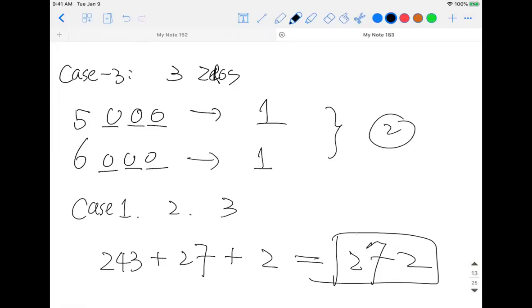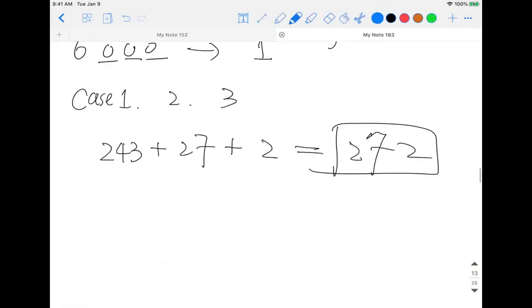So far, so good? Any questions? I think this is fairly straightforward. You just list them out one by one. There's no magic. You just basically list them out one by one. And that's it. All right? If all good, let's go to another problem.